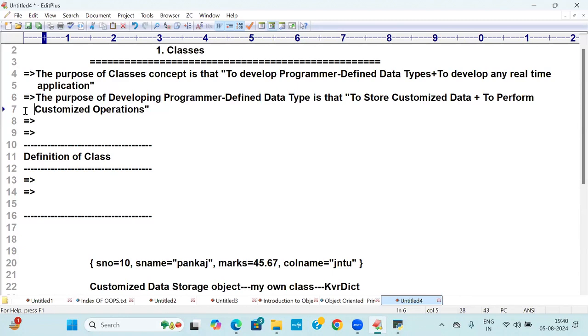So what to do? What is our plan of doing? Customized data. Which data do you want to store? Put it in one plan. What functions do you want to put? Put it in one plan. The plan of development is called a class.